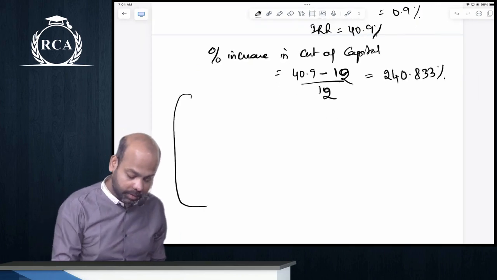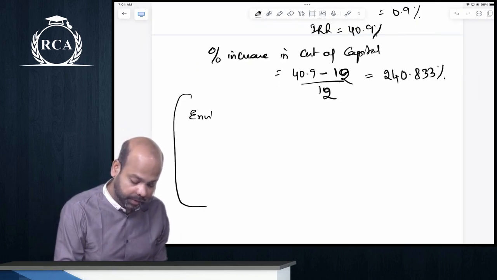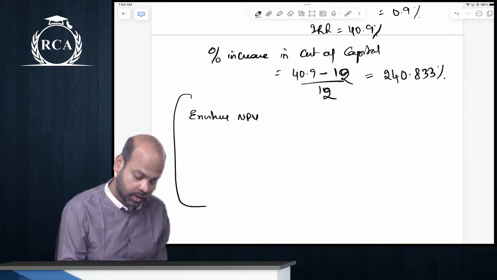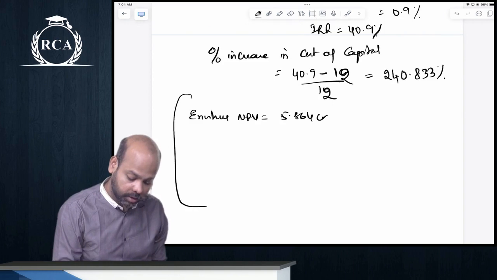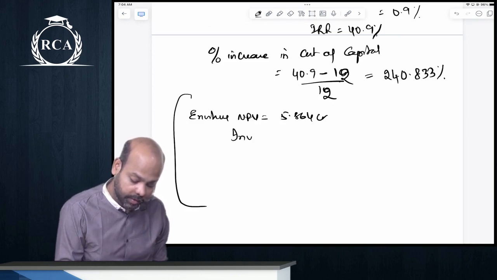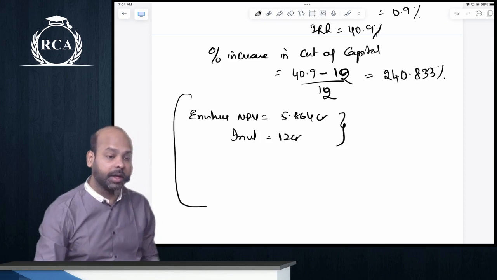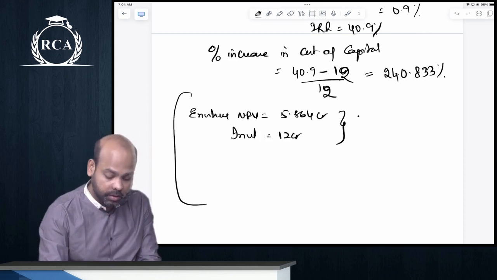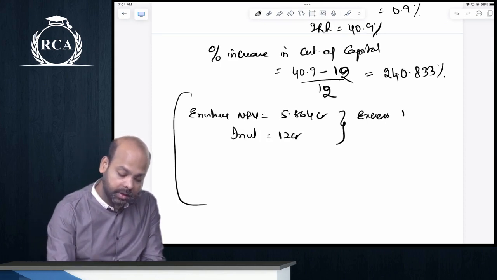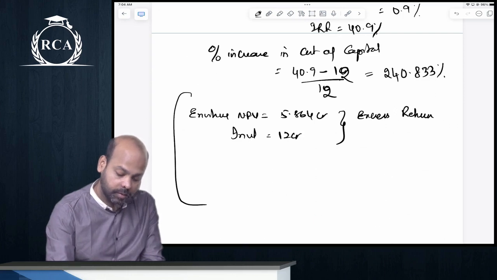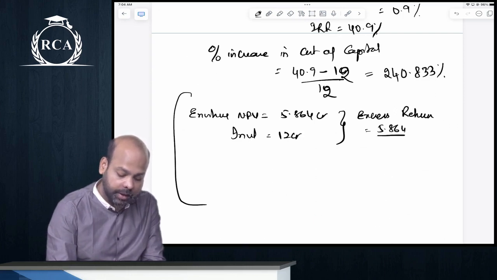Guys, what was your existing NPV? I used this method and CA enter. What was your investment, beta? 12 crores. Isn't NPV the excess return, guys, on your investment? So what is the excess return, guys? 5.864 divided by 12 crores.